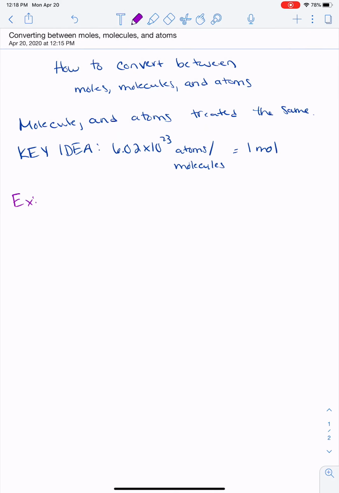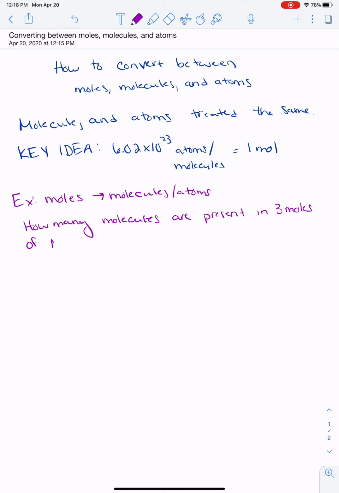Okay, so in this example, we're going to show how to convert between moles and molecules or atoms. So our question is, how many molecules are present in 3 moles of MgBr2? Okay, so first we're going to set up our train tracks, and we're always going to start out with this number that we're given. We're given 3 moles, so we're going to put 3 moles here.